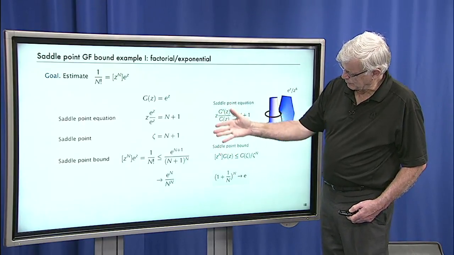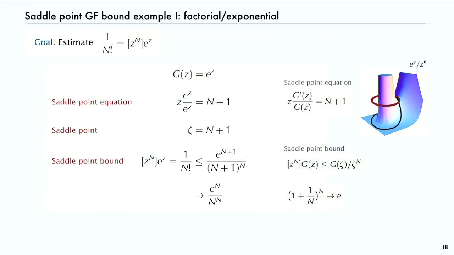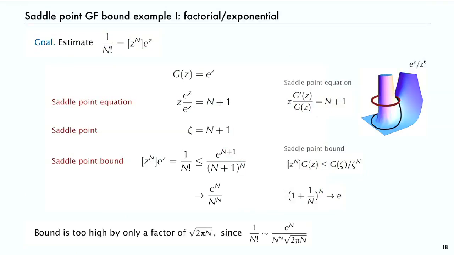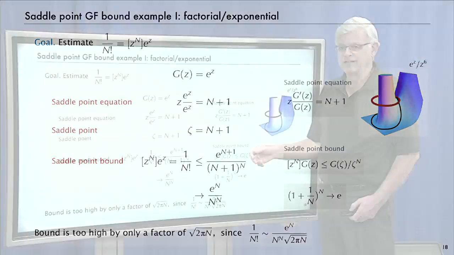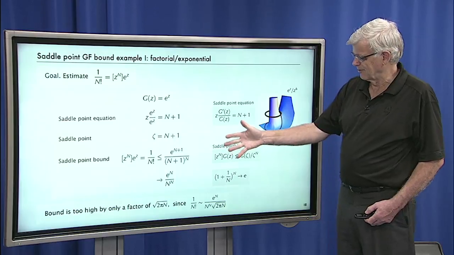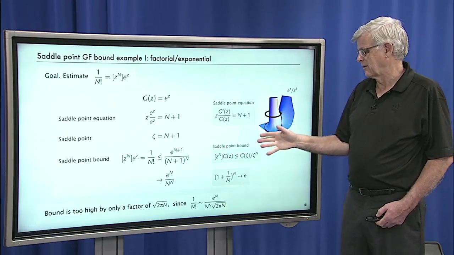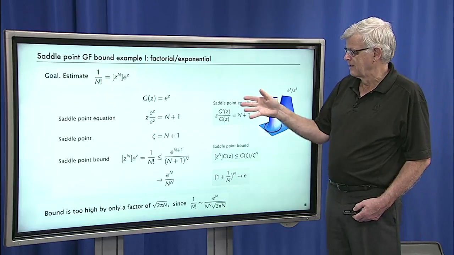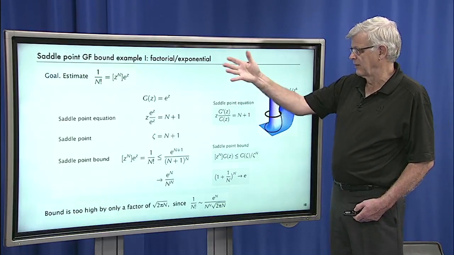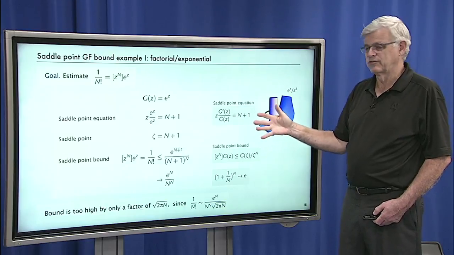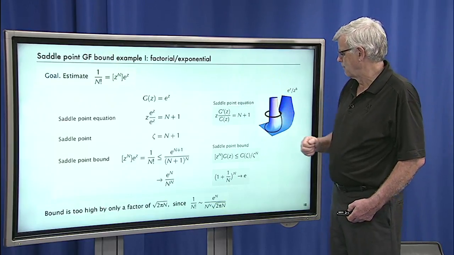And so this is just to check how close this bound is to what we know. Well, what we know from Stirling's approximation is that 1 over n factorial is about e to the n over n to the n square root of 2 pi n. So this bound is too high just by a factor of square root of 2 pi n, which is not bad considering it grows exponentially. So we get a pretty good approximation to the function with this really simple bound. So that's the saddle point bound.